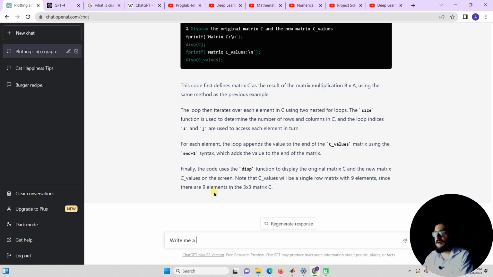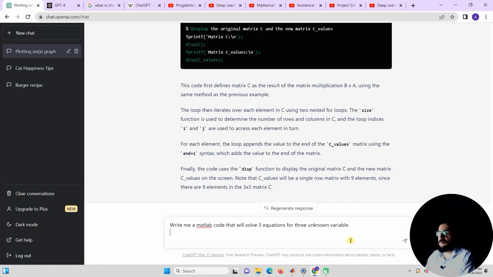Write me a MATLAB code that will solve 3 equations for 3 unknown variables. Let me just do it. So we are done with our first part. Then we will define our equations. The following are the equations.